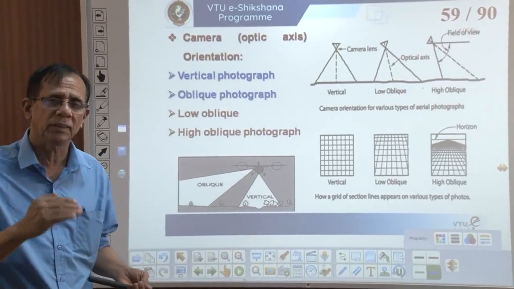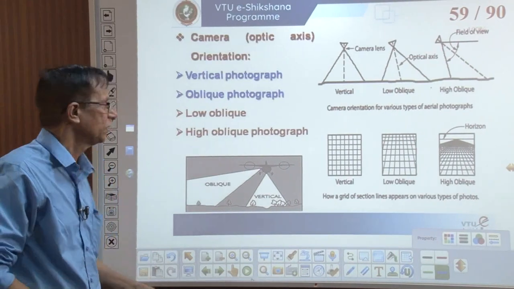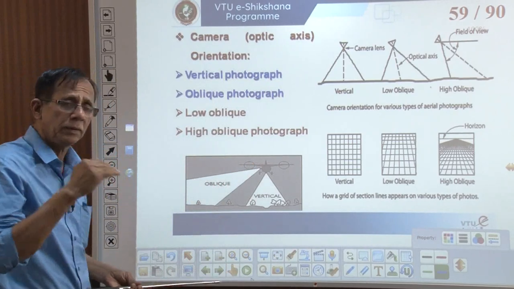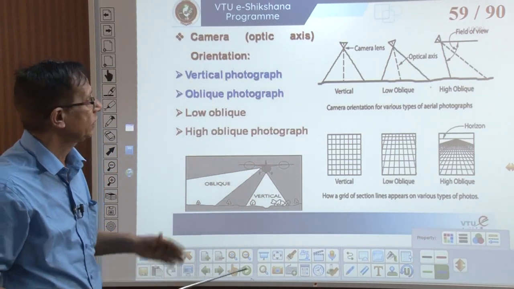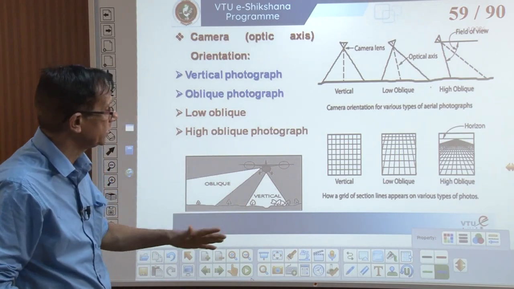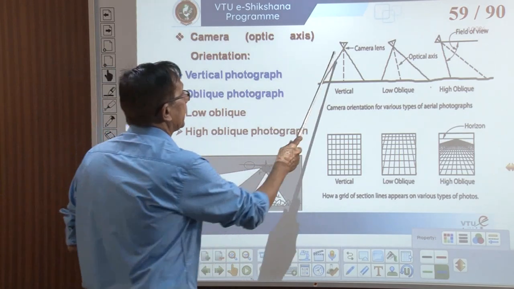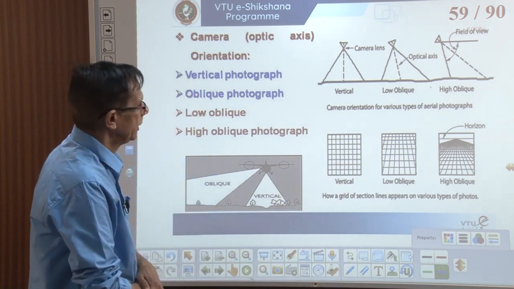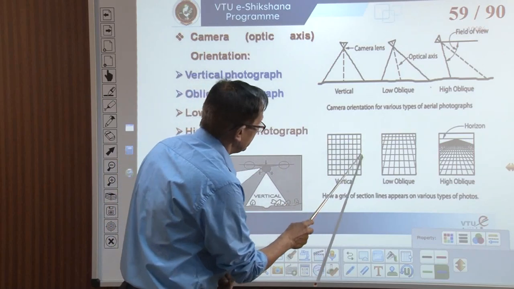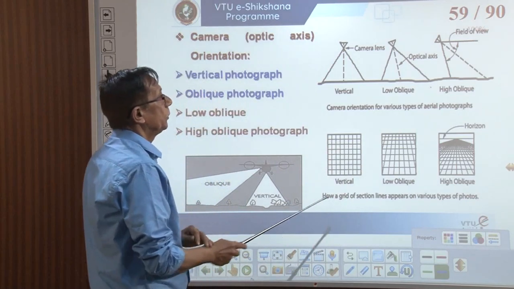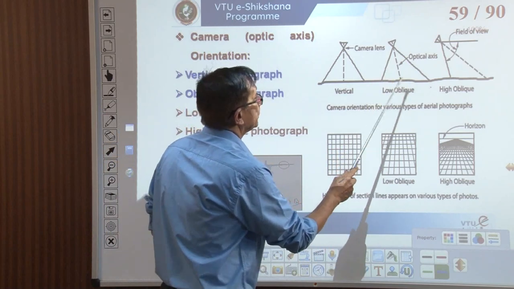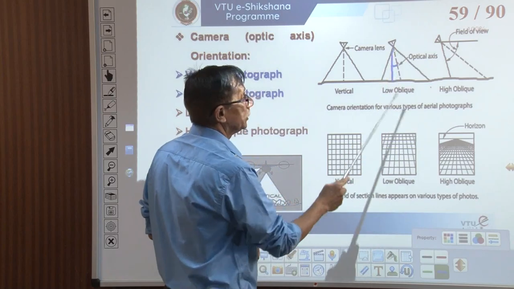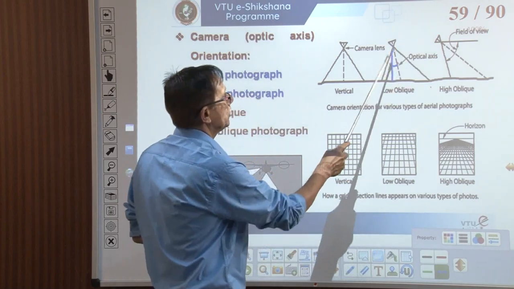camera axis is vertical, inclined, high angle, low angle, etc. Camera axis, or optic axis, orientation is an important factor that influences our studies. If the camera axis is vertical, this is the kind of photograph we get. Carefully see, these are all more or less equal, equally spaced. Whereas if we have an oblique, that is low angle with respect to a vertical axis, this is a low angle photograph.